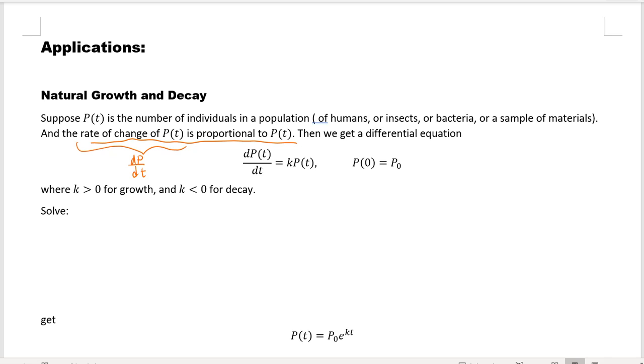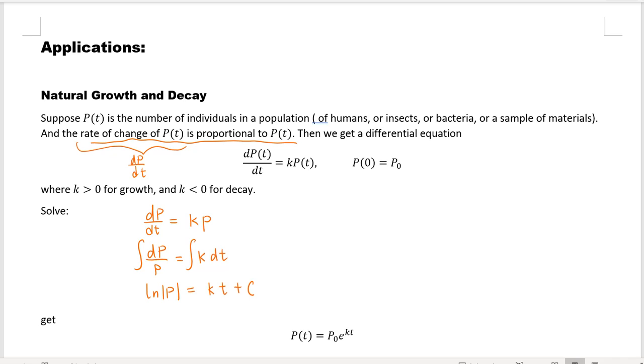So how do we solve this differential equation? Let's see. We have dP/dt equals kP. It's separable, so let's move the P to the left. We divide both sides by P, and multiply both sides by dt. What's the integral on the left? The integral of 1 over P is the natural log of the absolute value of P. On the right hand side we have kt plus C.